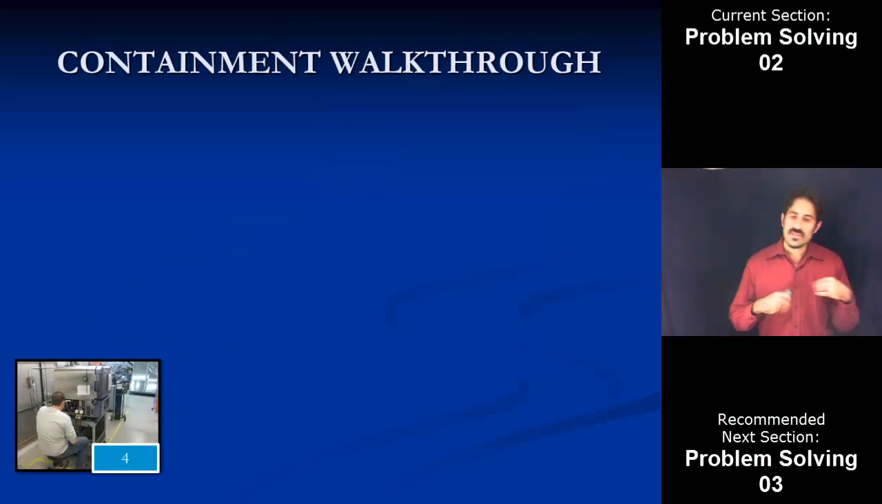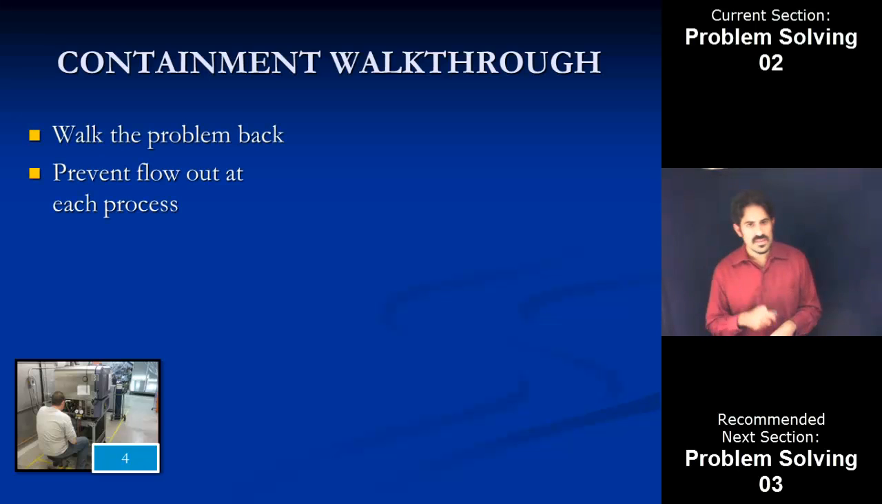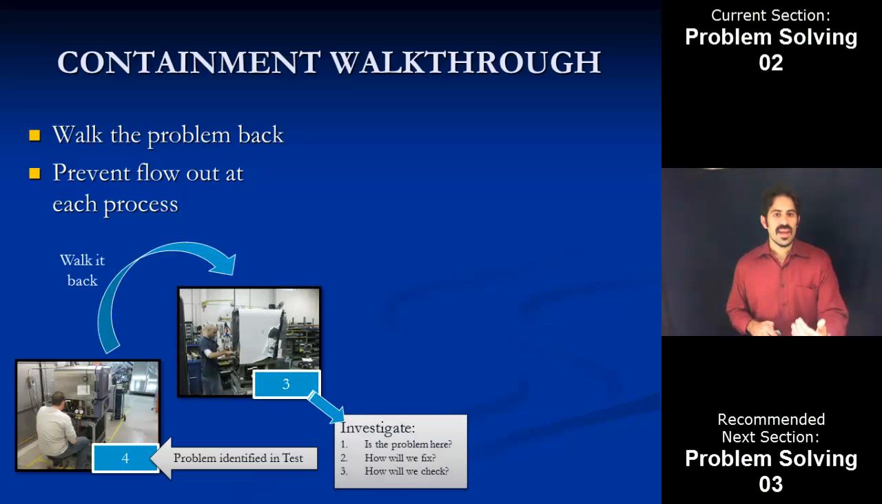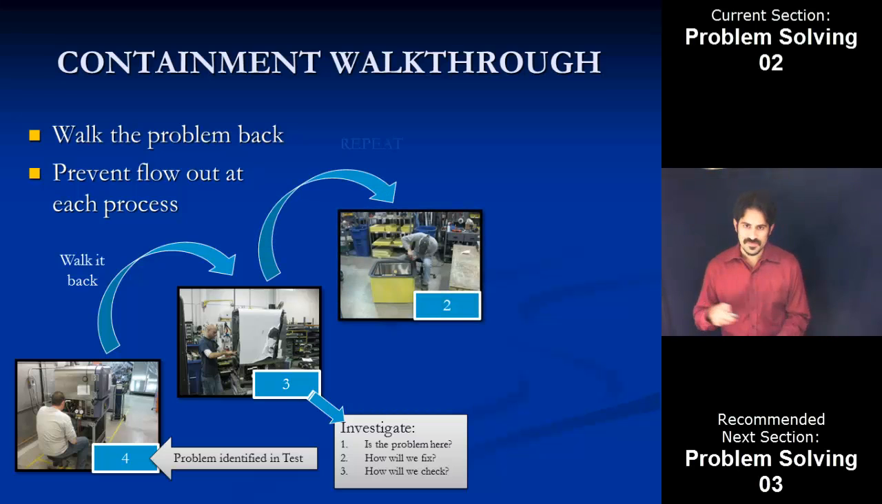As an example of what would happen if there were a defect in the real world and we were going to take a look at it: say we found it in area 4, where the defect shows up. Let's walk it back, and at each place we walk it back, let's put something in place to prevent flow out. Say we walk it back to step 3. We want to look at, is the problem here? If it is, what are we going to do in the short term to fix it, and how are we going to check to make sure that the fix is actually working? That's important too, the good follow-up.